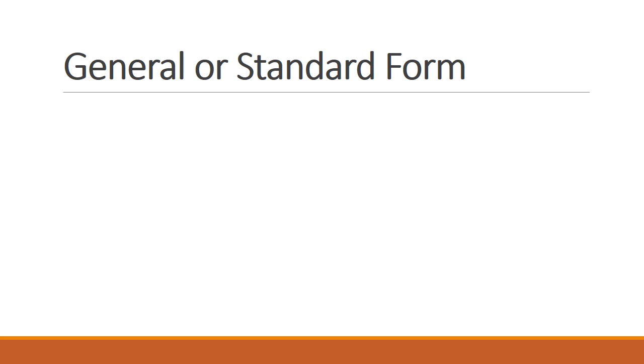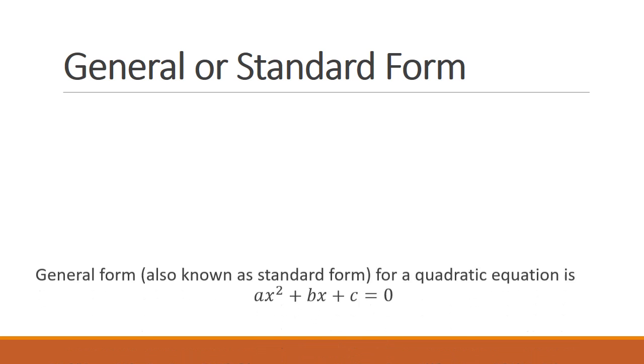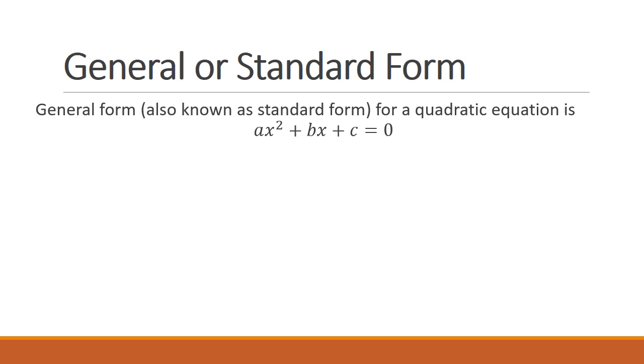When we go to solve a quadratic equation, it is important that we make sure it is in general or standard form. General or standard form looks like this: ax squared plus bx plus c equals 0. The a, b, and c represent numbers in the equation. Notice it's in descending order with the highest powered variable first.